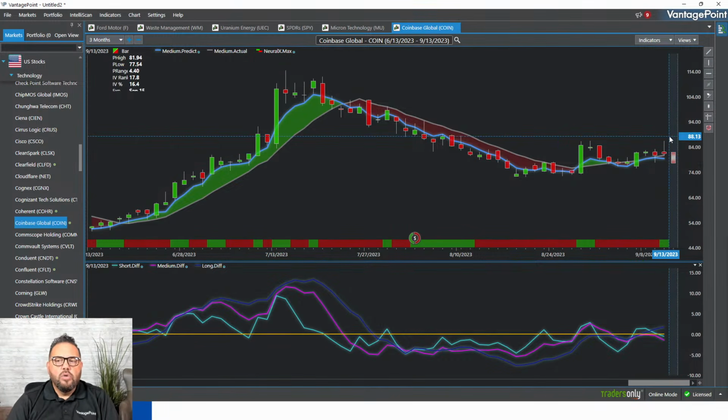Why? You can sell the 88 call. You can sell a put that's at 75. You can sell these positions and collect a premium. Why? Because there is consolidation expected in COIN.